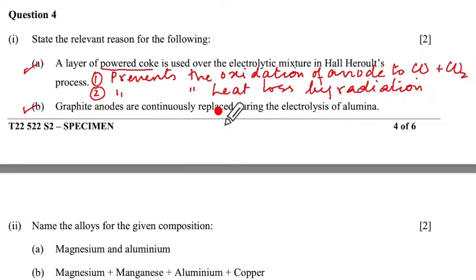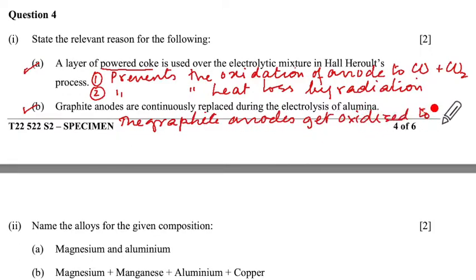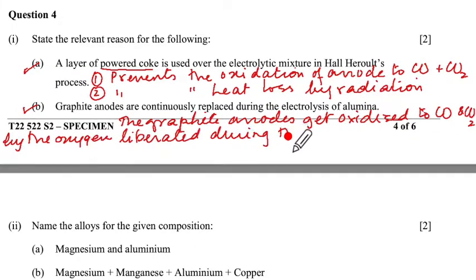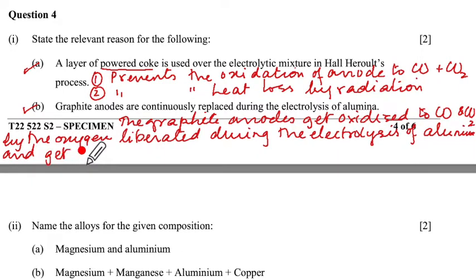Graphite anodes are continuously replaced during electrolysis of alumina. So we will say that the graphite anodes get oxidized to CO and CO2 by the oxygen liberated during the electrolysis of alumina and get consumed. So therefore they are continuously replaced.